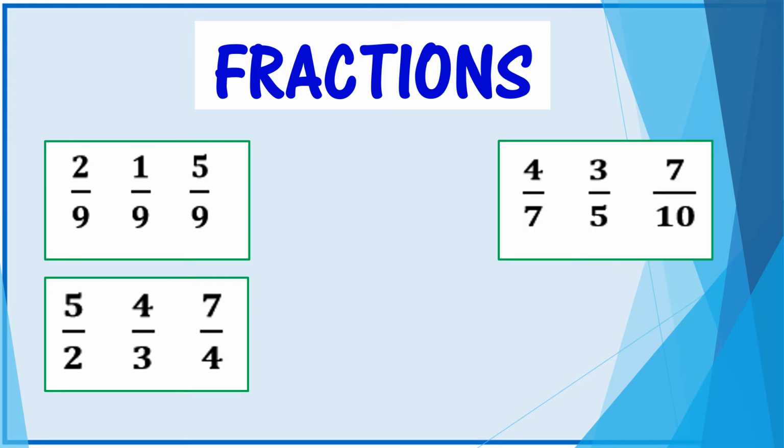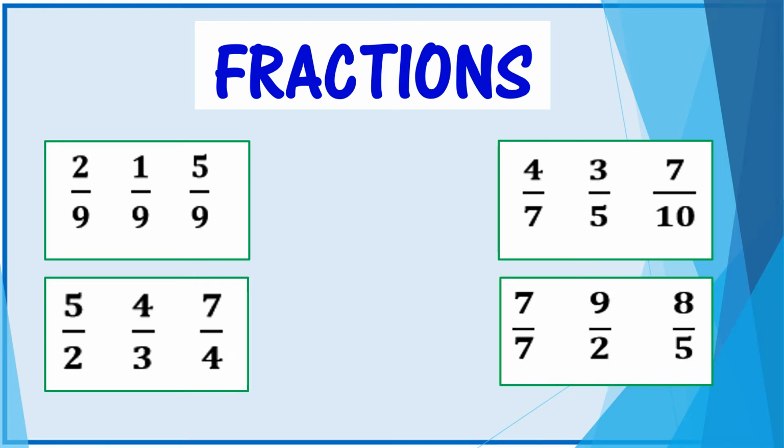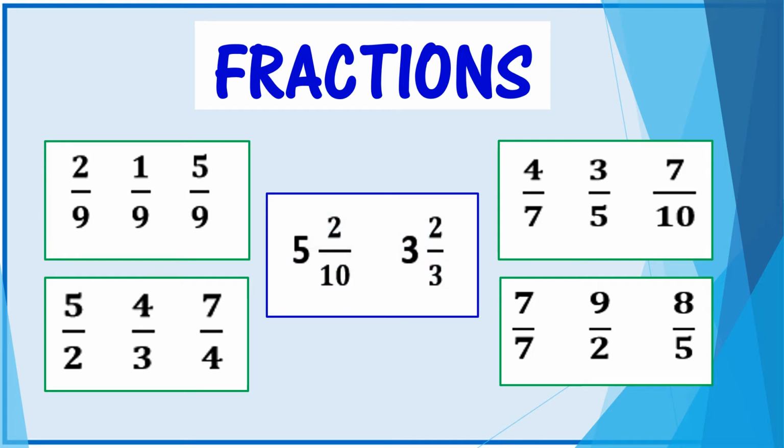Proper fractions have smaller numerators compared to the denominators. Improper fractions refer to fractions with bigger numerators compared to the denominators. In this example, you will see 7 over 7, and that would mean it's equal to 1, because improper fractions have the value of 1 or greater than 1. Fractions can also be a combination of a whole number and a fraction, and that would mean a mixed number or mixed fraction.